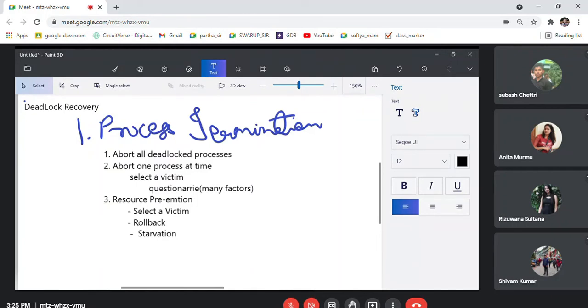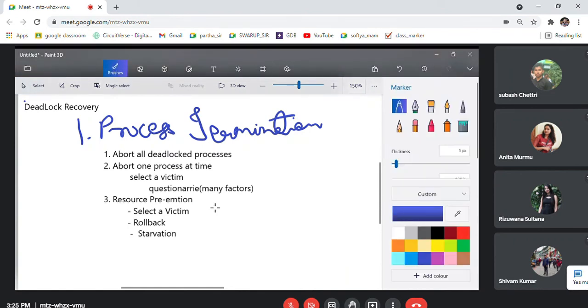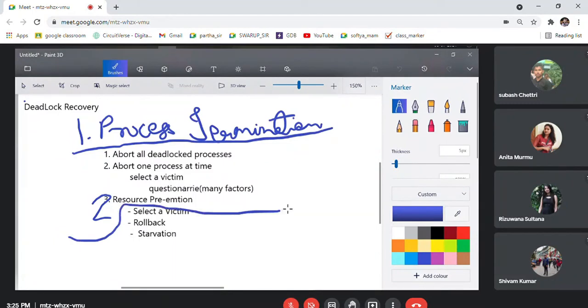Sorry, a small mistake. This is not under that. This is one and this is two. One is process termination, another is resource preemption. Under process termination, you can abort all the deadlocked processes or choose one process at a time. In resource preemption, you select a victim or you roll back, but in both cases you have to make sure starvation does not occur.